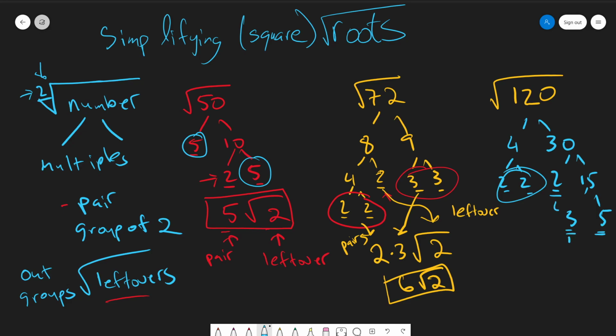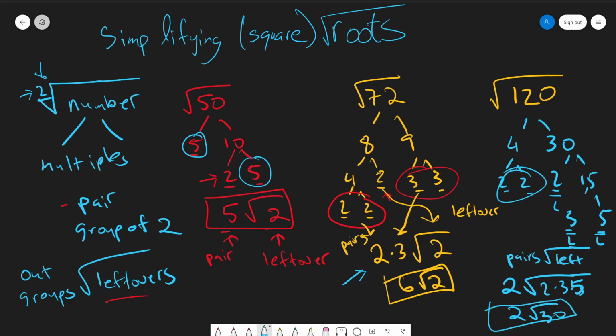These are all leftovers. So what's going to happen, remember we got our pairs on our outside and our leftovers are inside. And just like we did with our pairs when we multiplied, we're going to do the same thing if we have multiple leftovers. We have a 2 and a 3 and a 5 left over. And I'm just going to multiply those together and get a 2 root 30. And that is my simplified root.